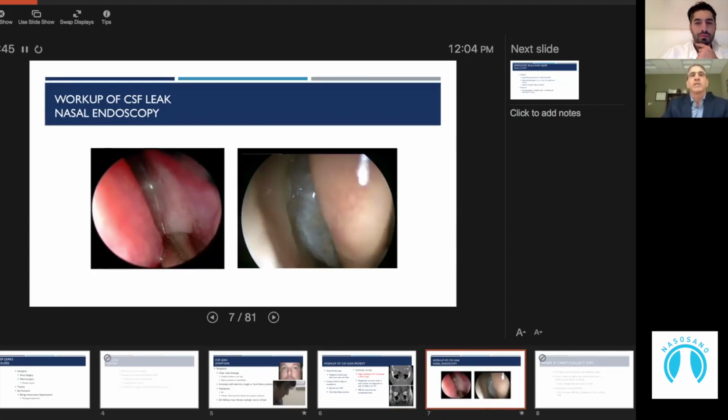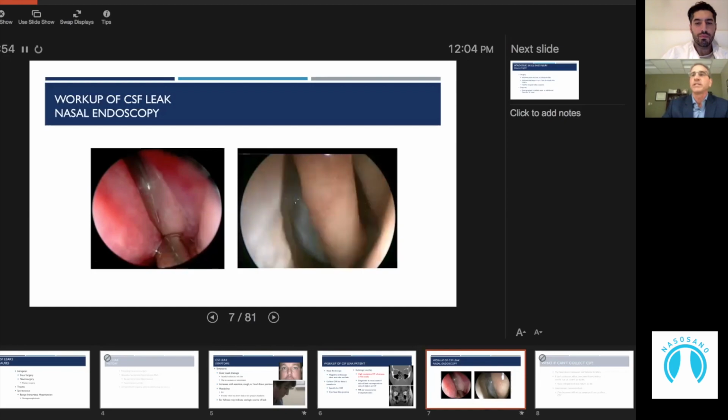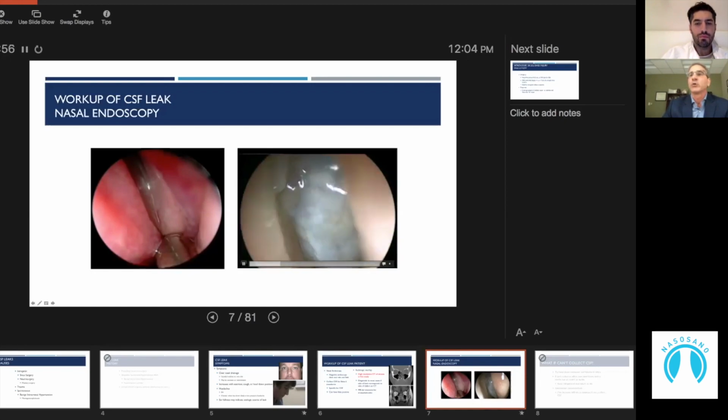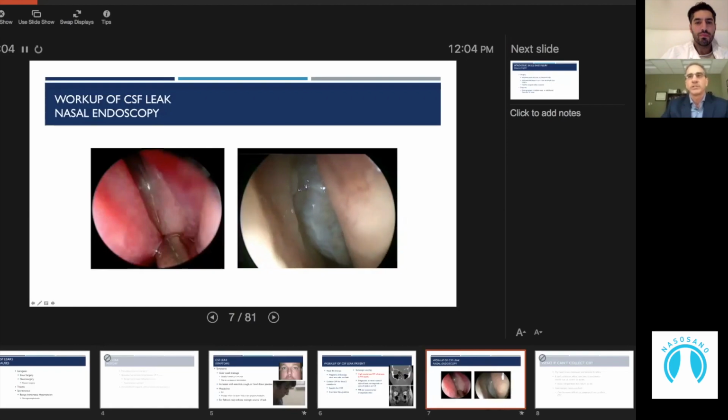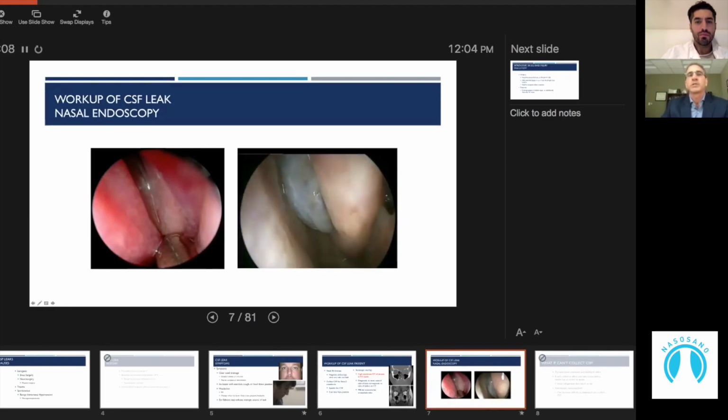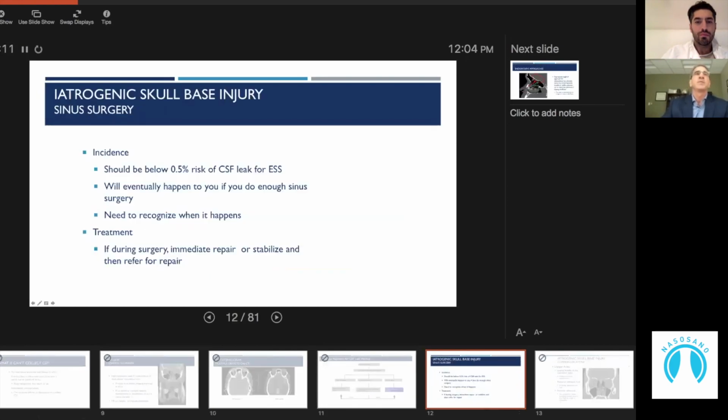On endoscopy, it would be nice if we can frequently see what's on this left video, which is clear rhinorrhea. That is indicative of a CSF leak. If we see a unilateral nasal mass, do not biopsy this, especially if you look at it and it's pulsatile. This is a large meningoencephalocele. We then want to do a radiologic workup to confirm a skull-based defect.